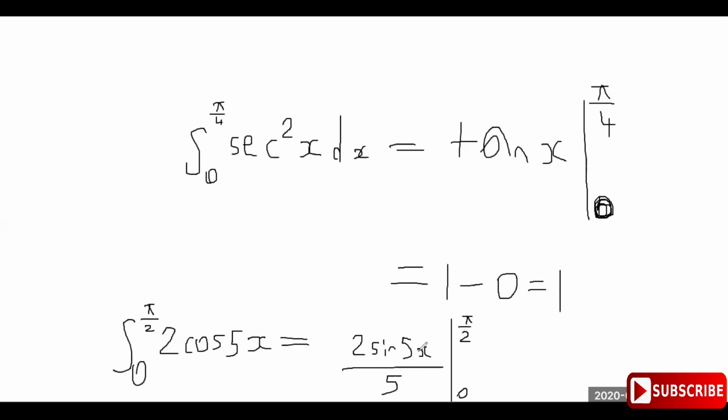1. And so right here, if you work it out, the sine of 5 times 90 is still going to be the sine of 90. Sine of 90 is 1, and 2 times 1 is 2. We'll get 2 over 5 minus, now when you plug in 0, the sine of 0 is what? 0, so you get 0 over 5, which is 0. So the answer is 2 divided by 5, 2/5.